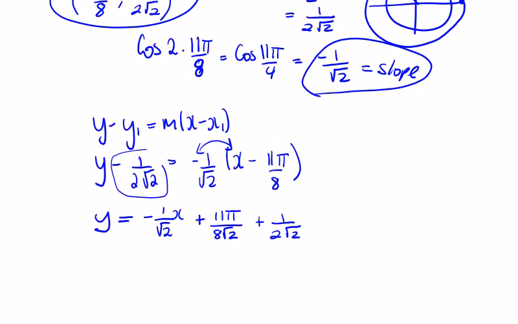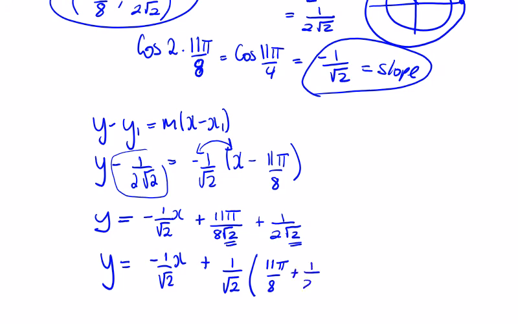Now I could probably factor these constants. There's a 1 over root 2 in both of them, so let me just do that to tidy it up. Minus 1 over root 2 times x plus 1 over root 2, and that would leave inside the bracket 11 pi on top and 8 on the bottom to give me 11 pi over 8 root 2, plus I'd have to have 1 over 2 to give me 1 over root 2 times 1 over 2 to give me this. So this is the end of this question. A nice tricky question to finish trigonometric functions with calculus.